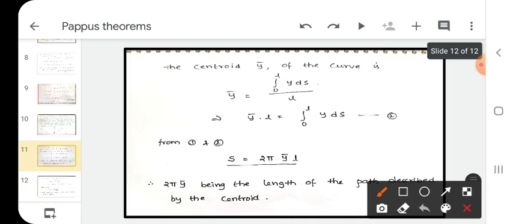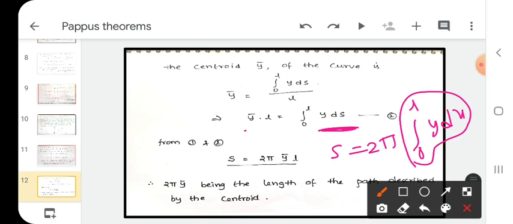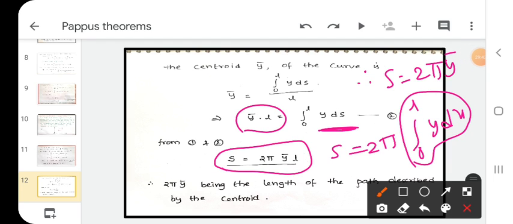Here we have only 0 to L y ds. So I write S equals 2 pi integral 0 to L y ds. What is integral 0 to L y ds? It is y bar into L. Therefore, S equals 2 pi y bar L. So, this is the surface of revolution in Pappus theorem.